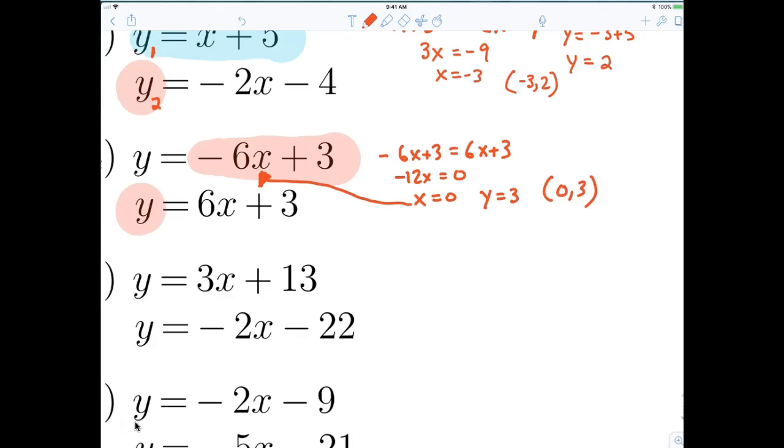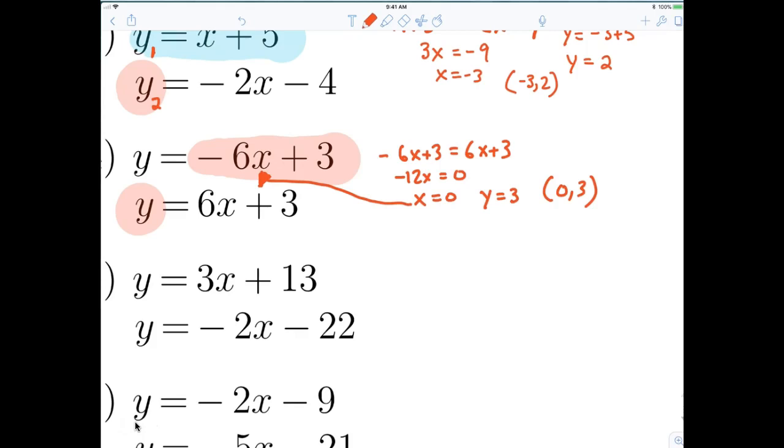Because we are thorough, even though we know we're always right, we're going to go to our calculator and type in negative 6x plus 3, and then 6x plus 3. Then we're going to calculate the point of intersection. And when we calculate that point of intersection, I get what?